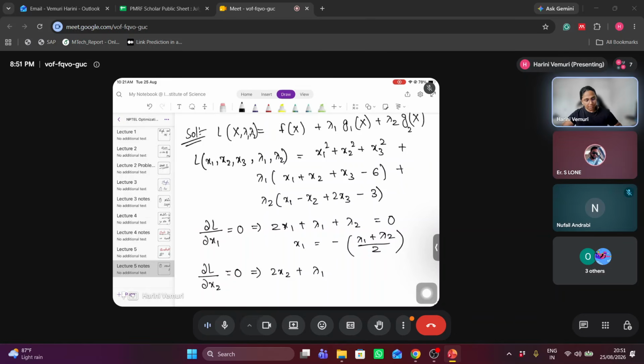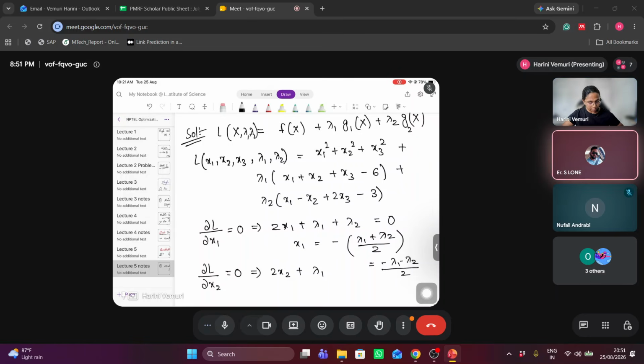No, actually, this means minus lambda 1 minus lambda 2 by 2. Yeah, minus is outside the bracket. I'm just taking minus 1 outside and writing like this: minus 1 times lambda 1 plus lambda 2 by 2.